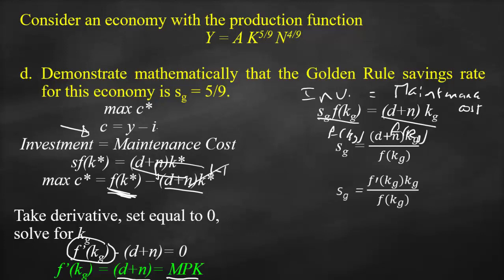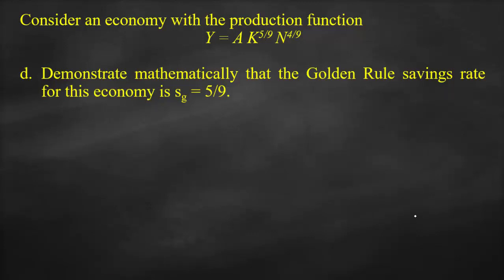Let's continue. I know that d plus n is equivalent to what? Our MPK, which is equal to what? The first derivative. So I will write it here as the first derivative multiplied by k g divided by our production function. If we solve for this one, we will get our saving rate at the golden rule is equal to theta. Let's apply it with some numbers from our production function.